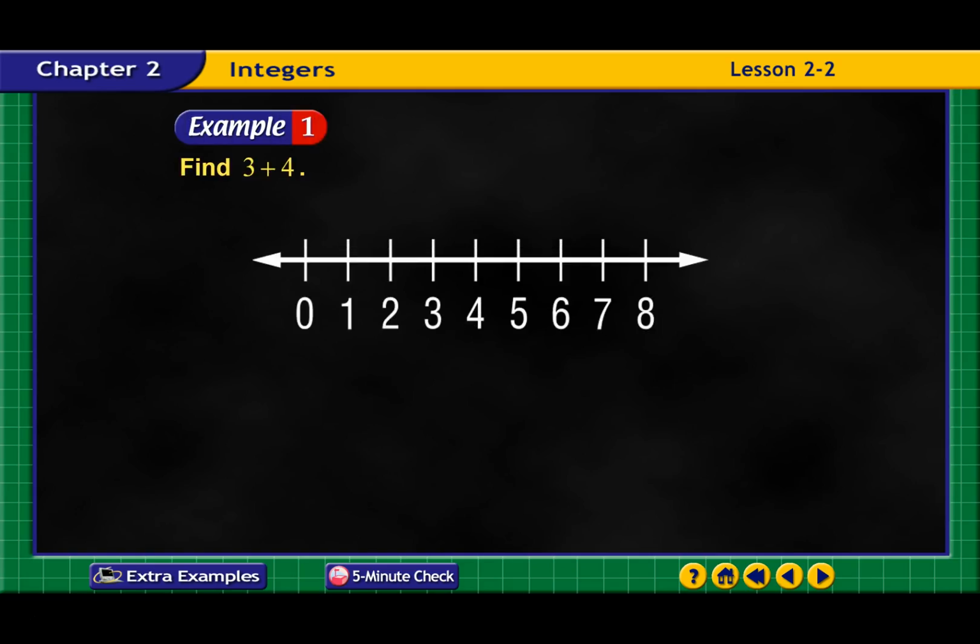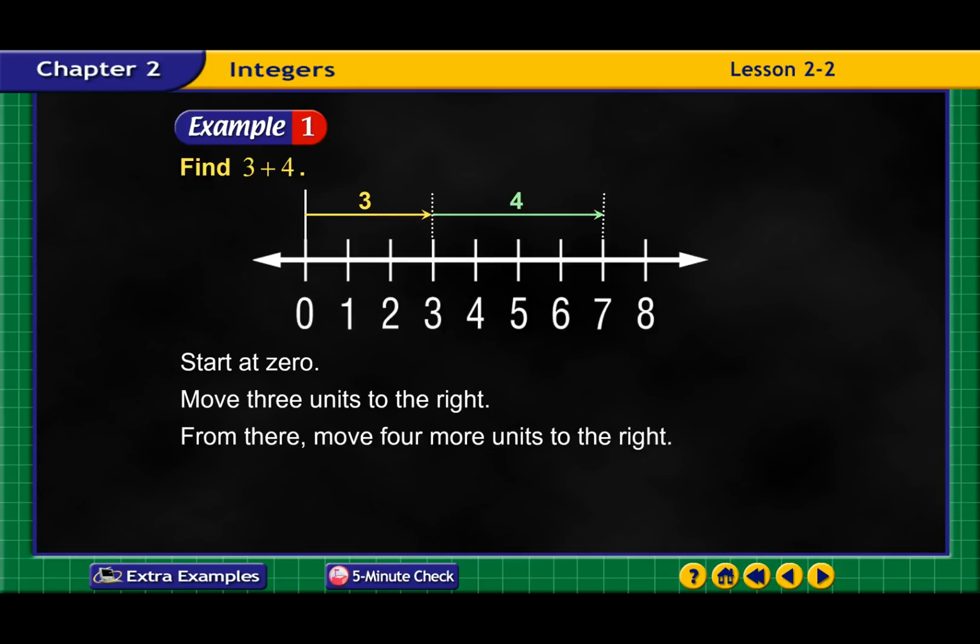All right, example 1, 3 plus 4. Again, we've seen this for a long time, so it's just a quick review. Here's a way to do it with the number line. It's going to become important later. So we start at 0. We move 3 units to the right to find 3. And then from there, we move 4 more units to the right. That would equal 7, because that's where it is on the number line.